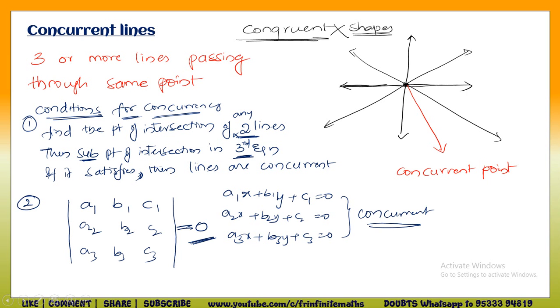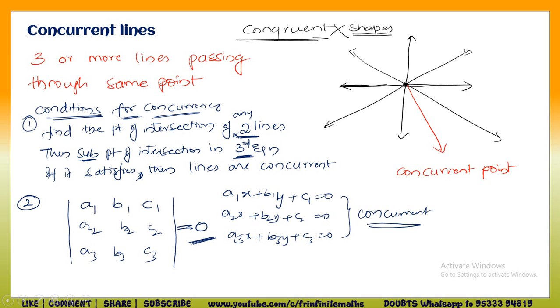You might get a doubt: what is the point of concurrence? The point of concurrence is nothing but the point of intersection of any two of those concurrent lines. Likewise we can find the point of concurrency of three lines.